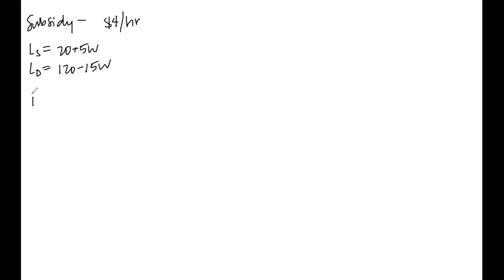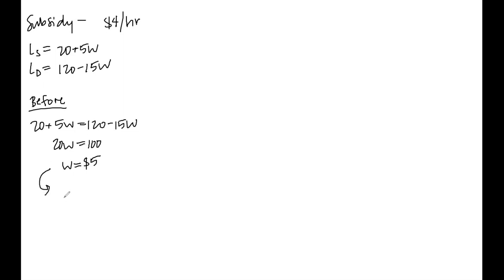Beforehand, the tax or the subsidy doesn't apply. So we can just solve these two as we've been doing all of last week. We can just set them equal to each other. So 20 plus 5W equals 120 minus 15W. Adding 15W to both sides, we get 20W, and then subtracting 20 from both sides, we get 100. Dividing each side by 20, we get a wage of $5.